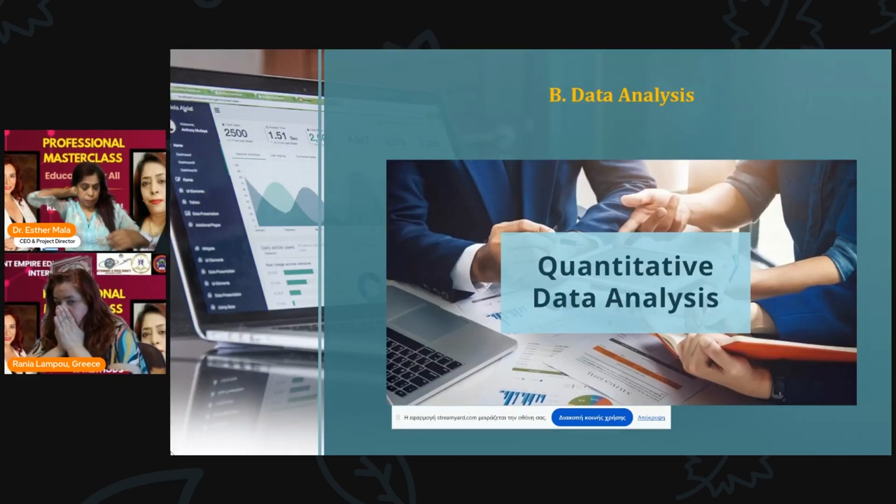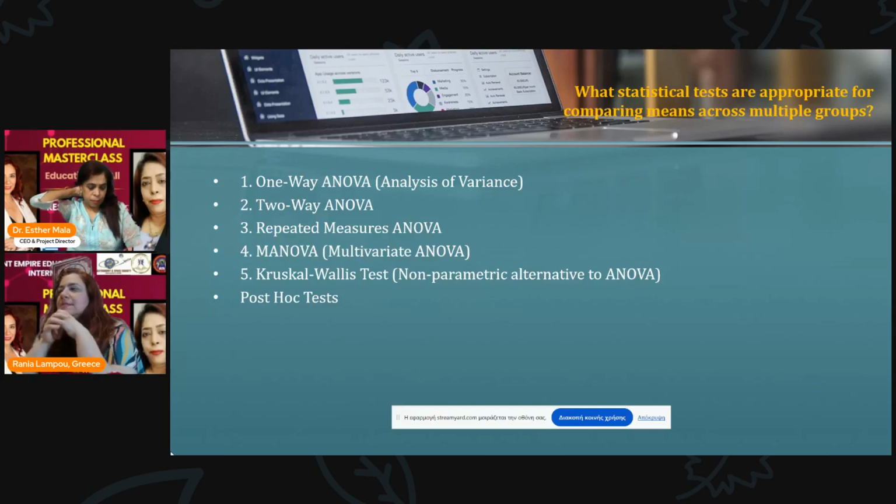Now, for data analysis, what statistical tests are appropriate for comparing means across multiple groups? In order to compare means across multiple groups, we need to choose a statistical test based on the number of groups, the types of data, and assumptions about variance and distribution. So here's a breakdown. One-way ANOVA, analysis of variance. We use this when we're comparing the means of three or more independent groups.